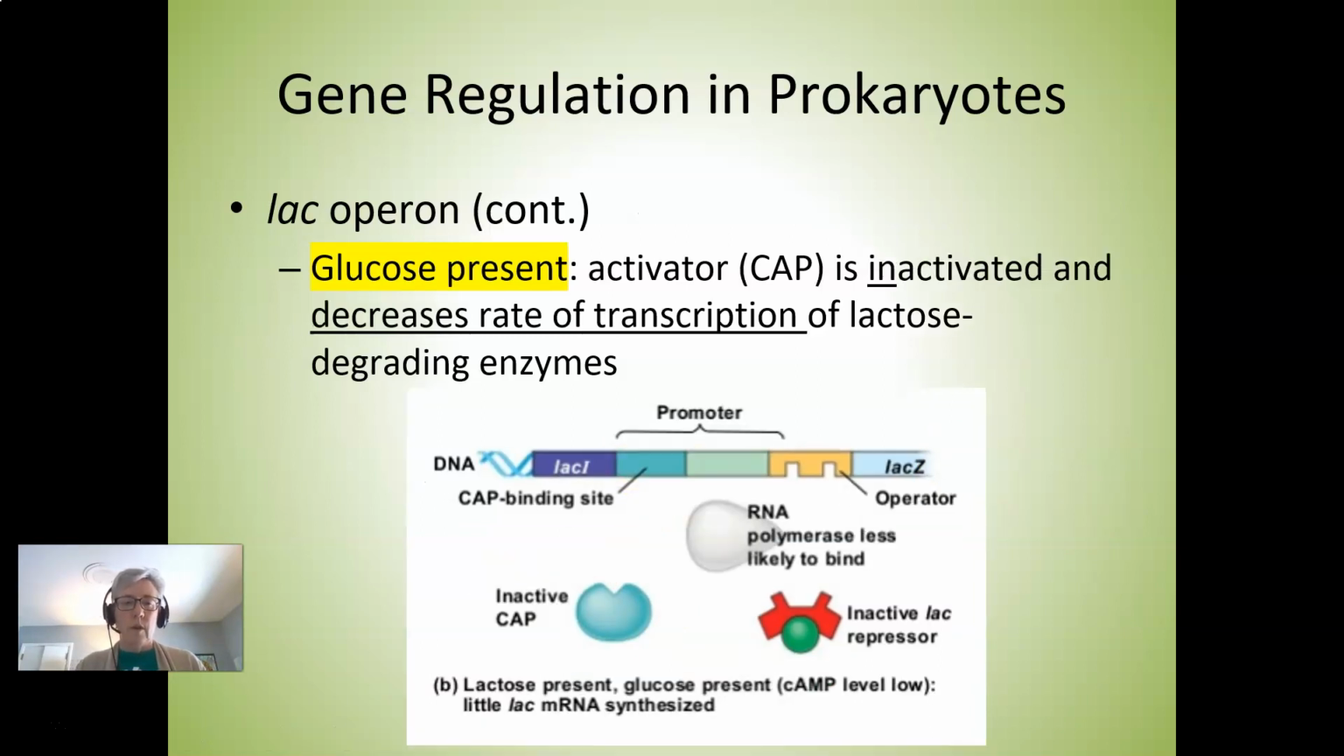All right, if there is glucose, that's a much easier energy source for these cells to use, like I said, and so we want to turn off the genes that make the proteins to break down lactose, because we don't need them, right? If we have glucose, the cells are going to break down glucose, okay? So if there's glucose, the activator is inactivated, which will decrease the rate of transcription off of this lac operon, okay? So just think that through and make sure it makes sense in your head.